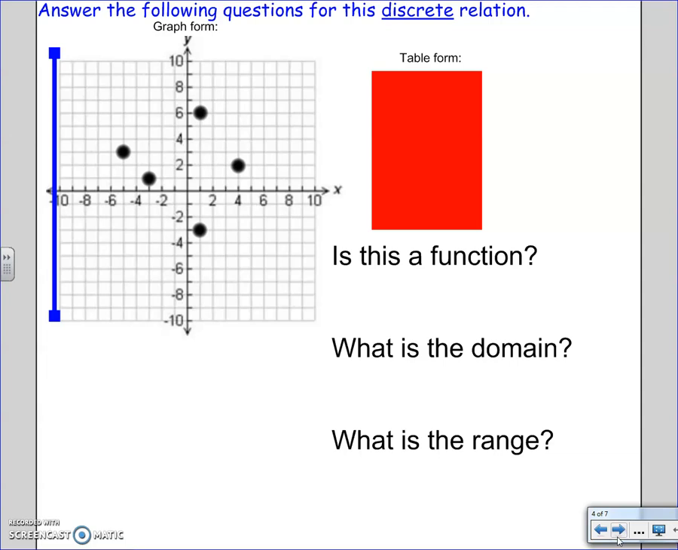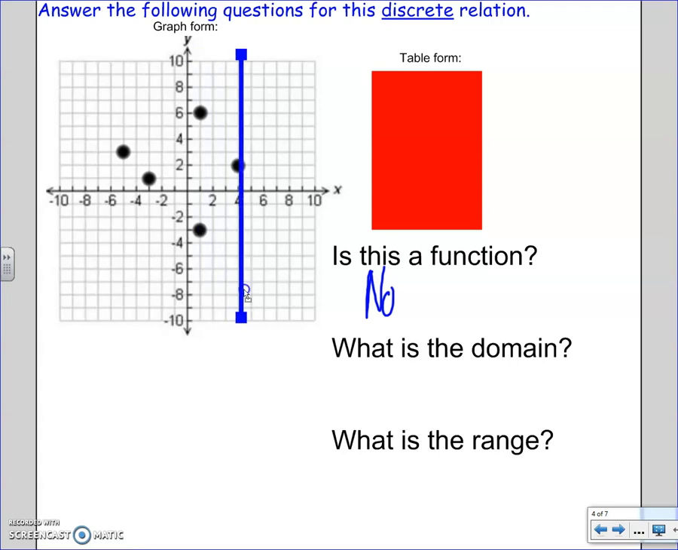So, answer the following questions for this discrete relation. If you look at the graph, we see it's just 5 points. First, is it a function? We can drag this vertical line and check. It can't touch the line more than once at a certain point. Here, it touches the line once, that's good. Here's one time, that's good. Here it touches 2 times, that's bad, because it's touching right here and right there. So this is not a function, so I can say no. It failed the vertical line test.